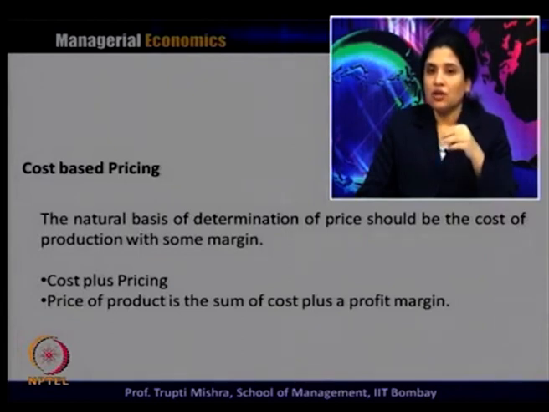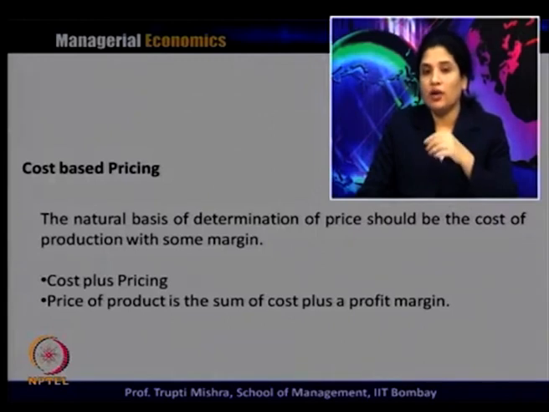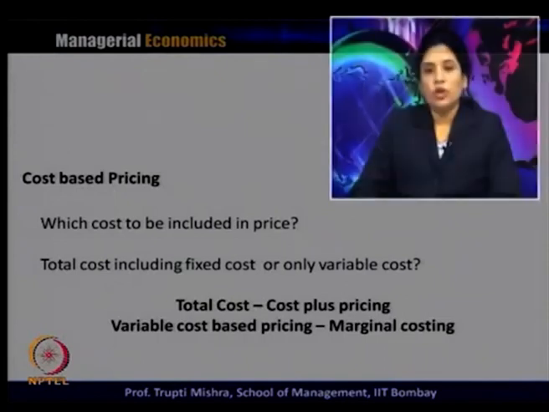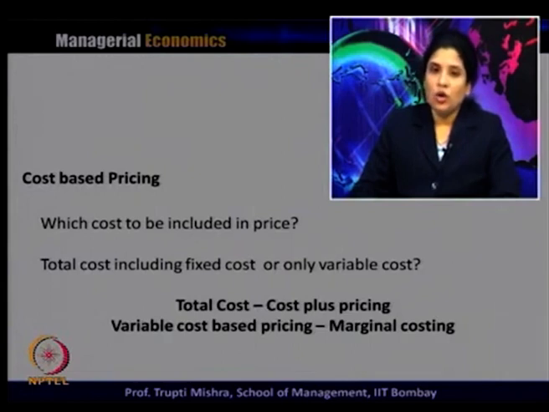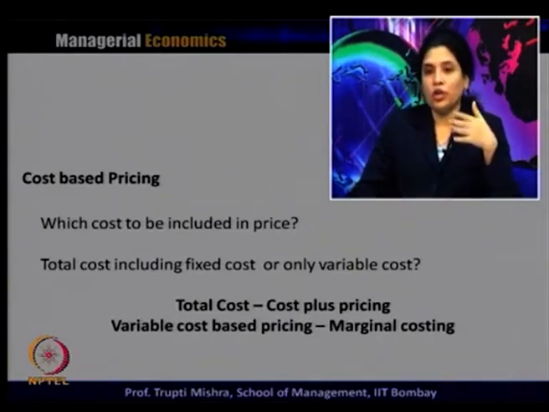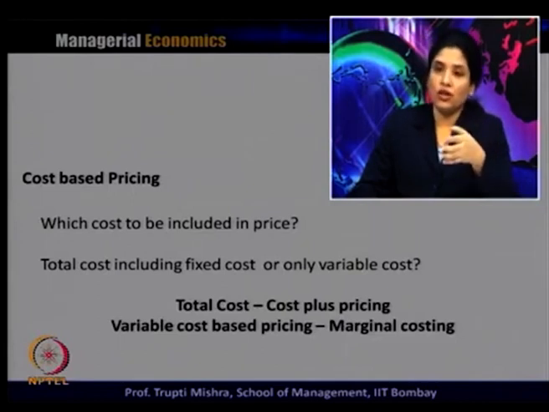And in that case, the first one comes as cost plus pricing, and here the price of the product is the sum of cost plus a profit margin. Now, the question comes, if cost is a component of the price, which cost is to be included in the price? Whether it is the total cost including fixed cost, or only variable cost. The options are two: either total cost including fixed cost or only the variable cost.